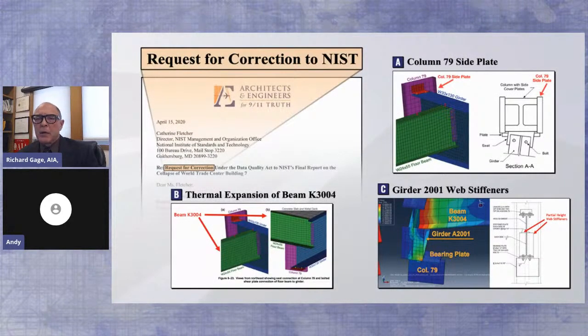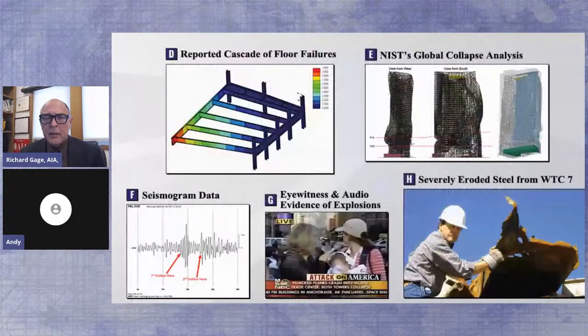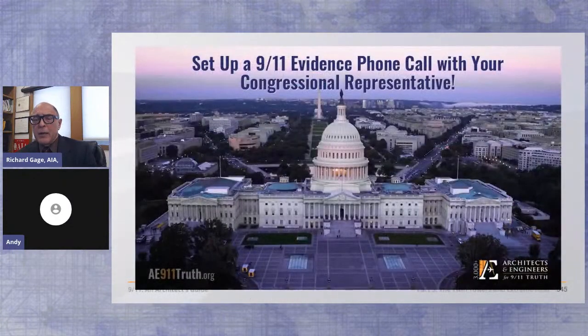We've also submitted a request for correction to NIST, another one, and this one about Building 7. So they're on the hook now, and we have appealed their negative response, and we will sue them if we get another one. We want you to take this to Congress. Andy, how do they do that?